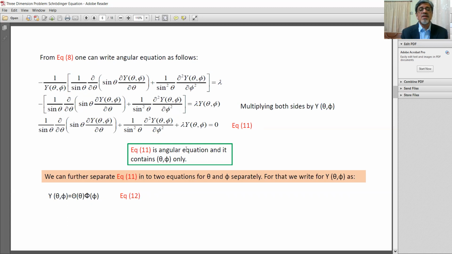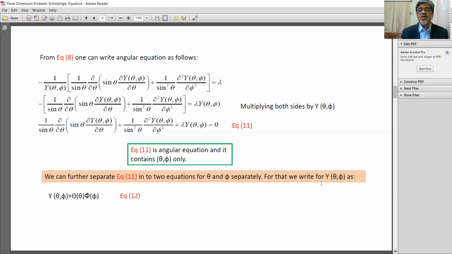Now equation number 11 is the angular equation, and it contains only theta and phi. You will not find any r, no radial vector or radial distance. So it is the angular equation only. Now we can further separate equation number 11 into two equations, one for theta, another for phi separately.